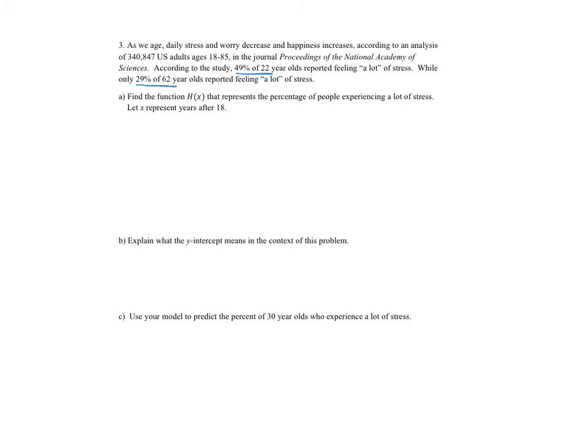So we need to write a function, happiness, h of x, that represents the percentage of people experiencing a lot of stress, and x is represented as years after 18. Okay, so we've got 2 data points. We have 49% and we have 22-year-olds. Let's figure out what the x is for that. X is years after 18, so let's just find the difference there. And x would be 4 for that data point. So we've got one data point which is 4 and then 49. The units I'm using for output is just percent. And x is years after 18.